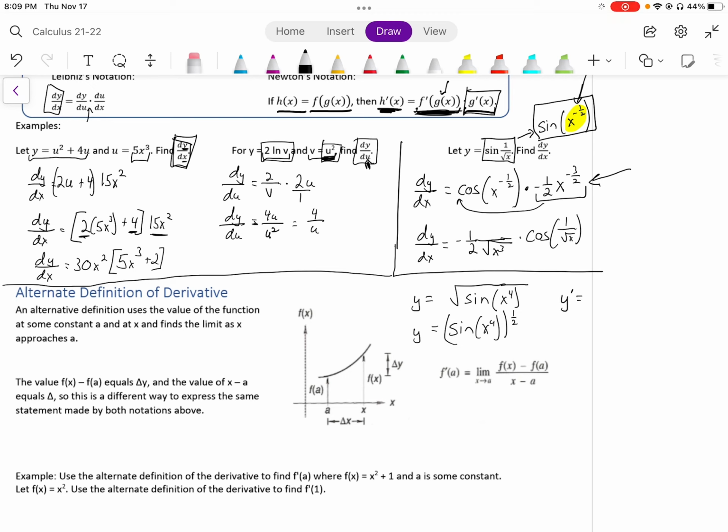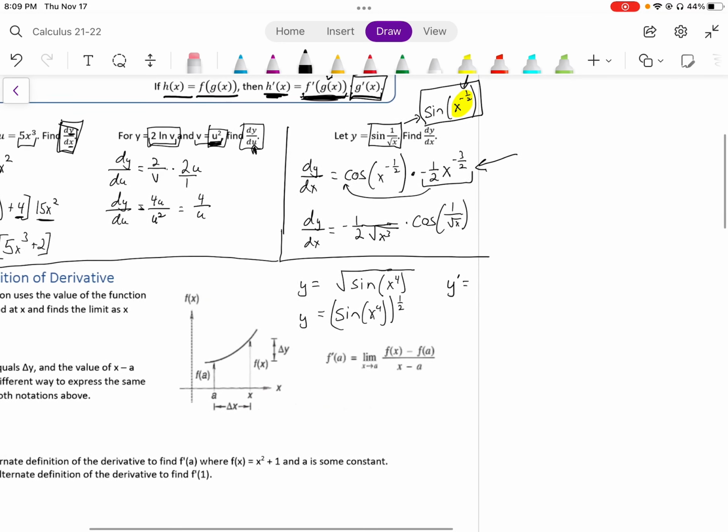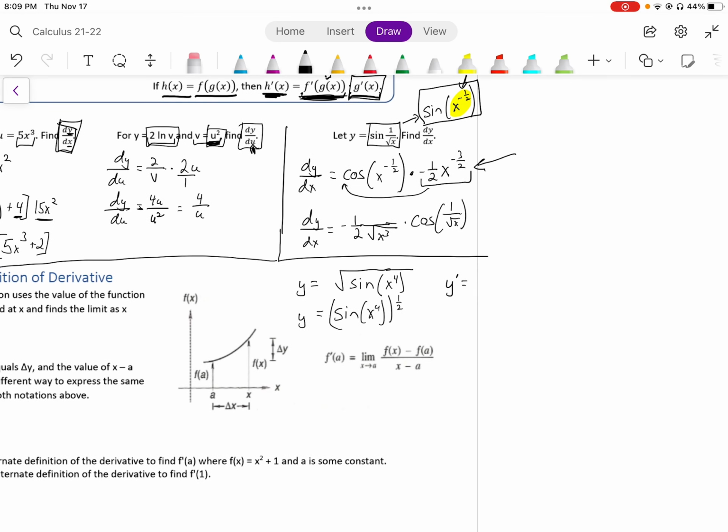First, I think, what's my main function? Well, the main function is the square root function, or the 1/2 power. That's the outermost function. So what's the derivative of something to the 1/2 power? Well, we use the power rule. The 1/2 comes out front, times the sine of x to the 4th, and we subtract 1 from that, so to the negative 1/2. So we took care of the square root part, to the 1/2 power.